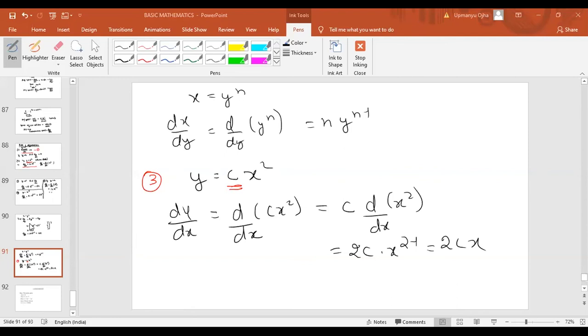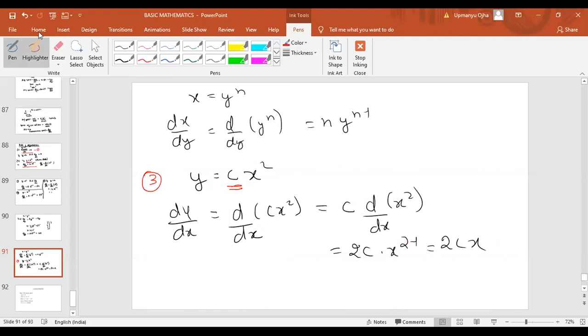Understood or not? The third rule is important: if y is equal to c, any constant, which can be any value like 2, 3, 4, 5, 6, anything, into x square or x power n, then dy by dx will be equal to c taken outside, times d by dx of x square, that is 2c x power 2 minus 1, that is 2cx.